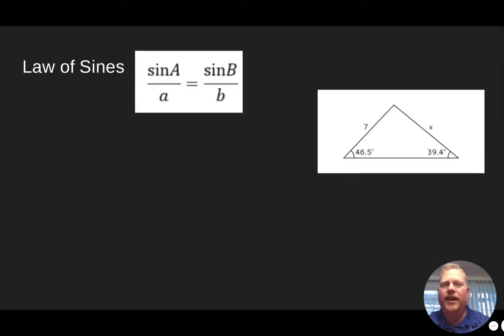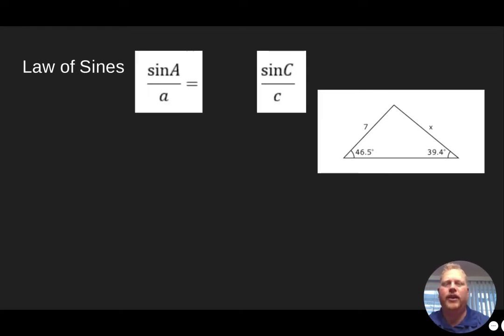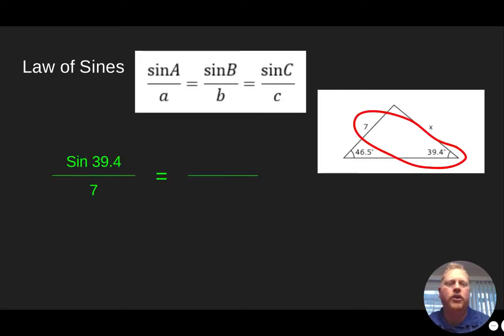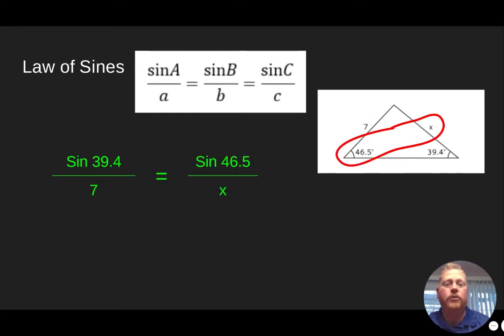When you're using the law of sines, you don't have to use all three ratios at once. You can use the first two, the last two, or the first and last. It doesn't matter, you only use two ratios at a time. So you don't set up a three-part equation. What I'm going to do is set up the sine of 39.4 over 7 as my first ratio, and that's going to be equal to the sine of 46.5 over x. And that's all I have to do to set up the law of sines.